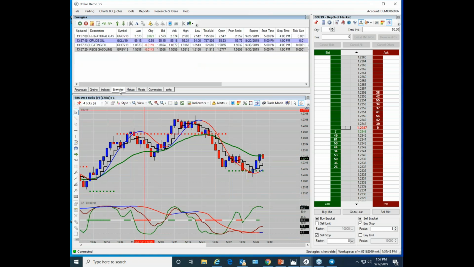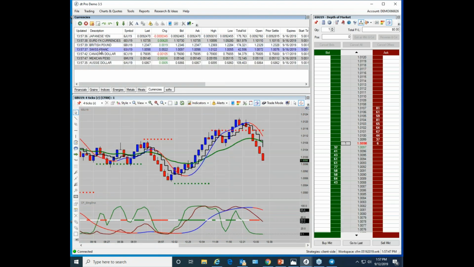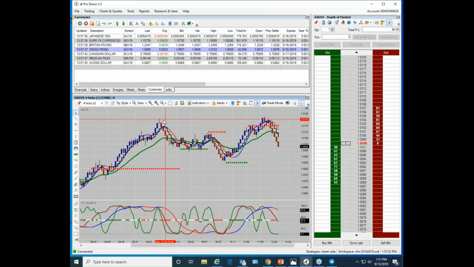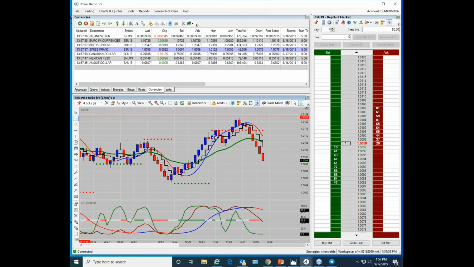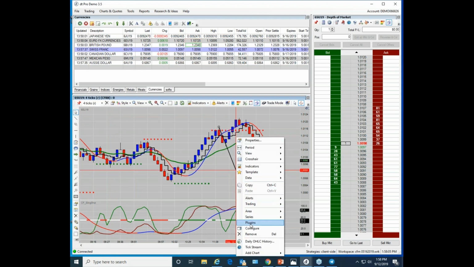All right, let's go to some of the other currencies. Got the Swiss franc. Zoom out, zoom out. Double top here, not trending. Again, a perfect example. Drawing the trend line.